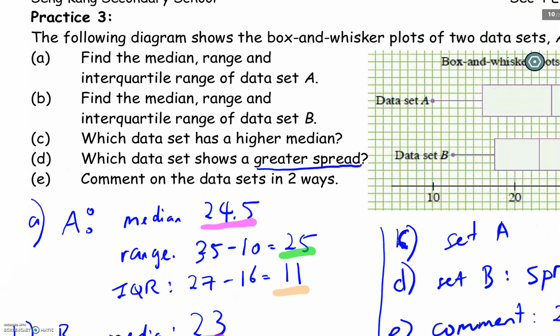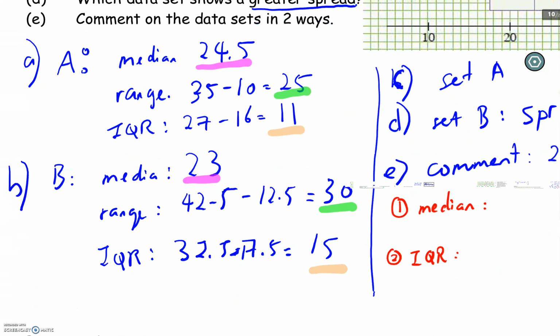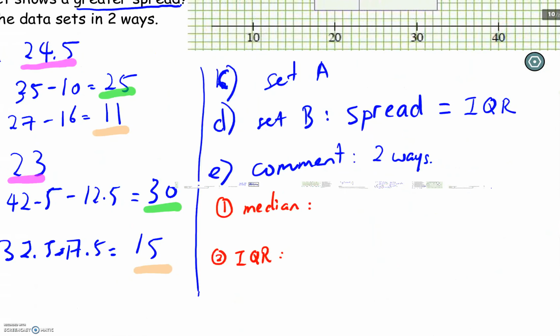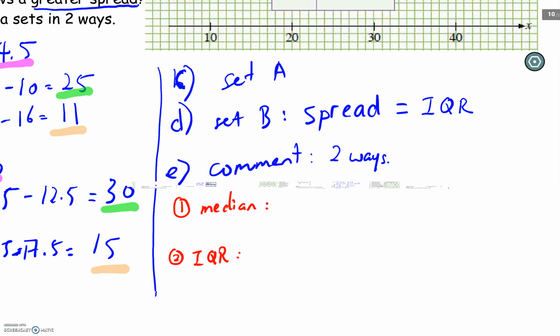Okay, now for practice 3, check the A and B. These are all the answers. C and D is simple as well. But then E, it says comment the data in 2 ways. Now, I want to comment on the median. First, you're going to tell me median. You're going to tell me which one is higher. Can we try? Okay, so I write down set A or set B.